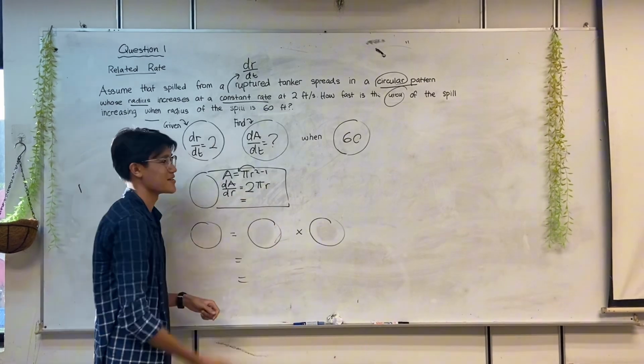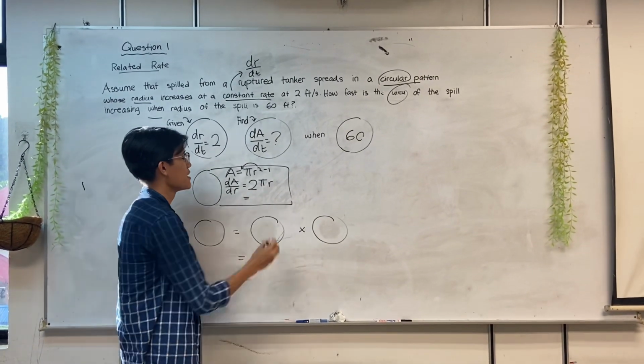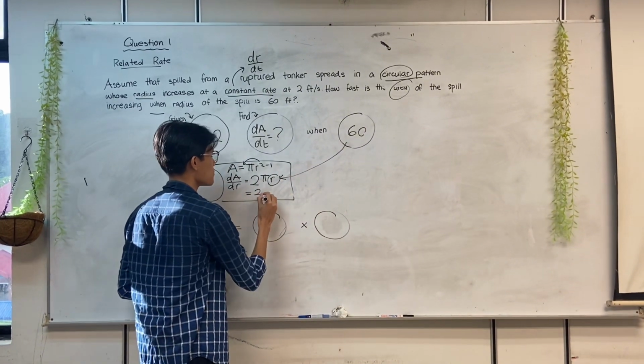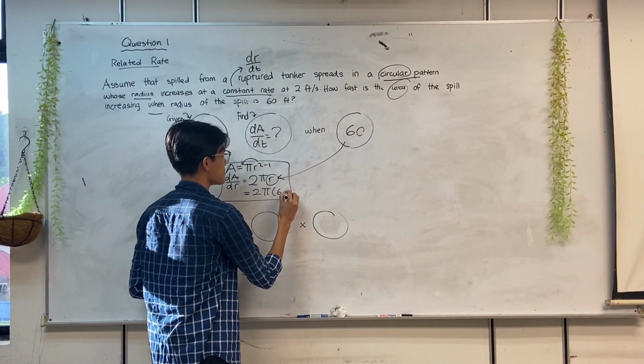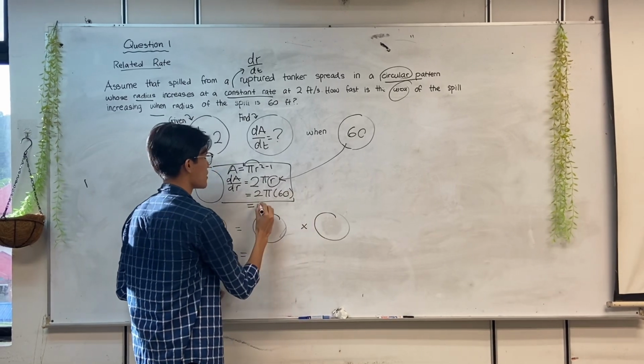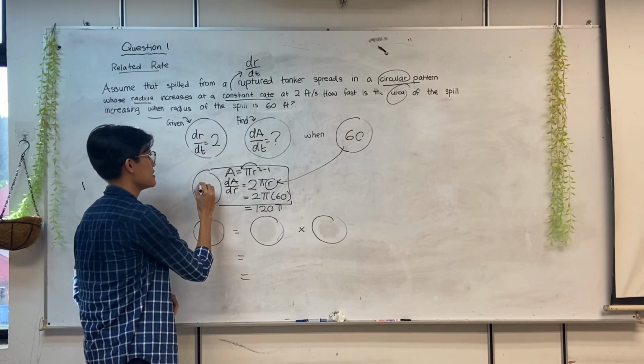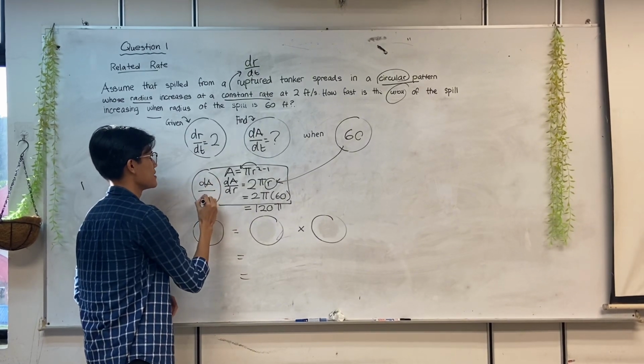Now, that is not the final answer. Because why? The radius here, we need to substitute with 60. So 2 pi multiplied by 60. Now we got 120 pi. Now, we already found dA over dr.